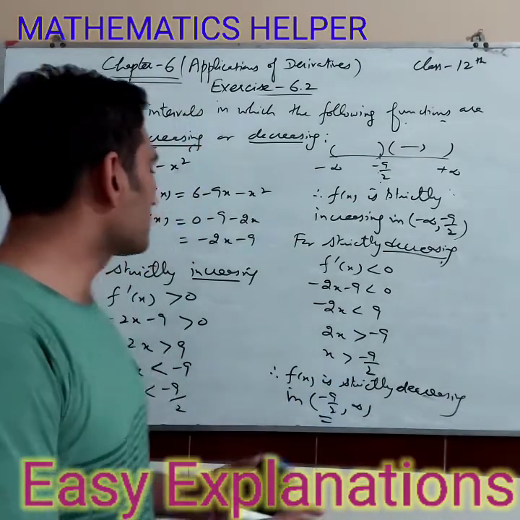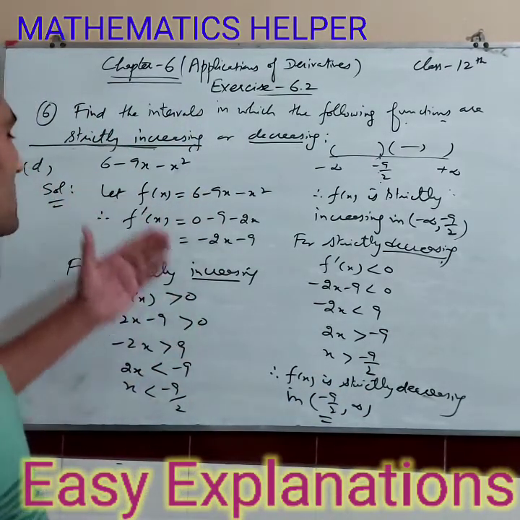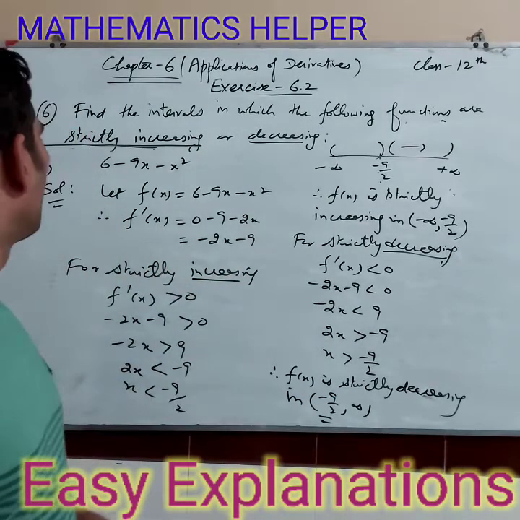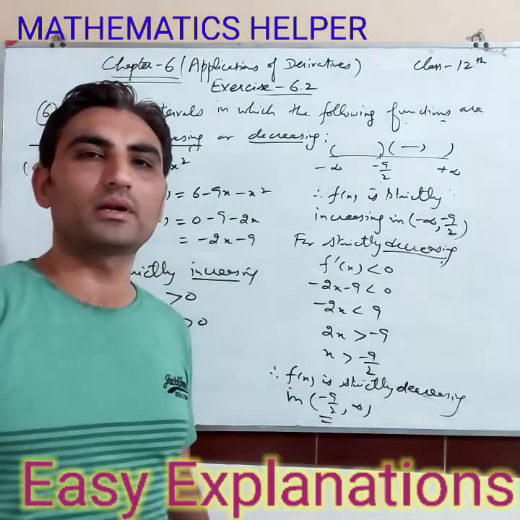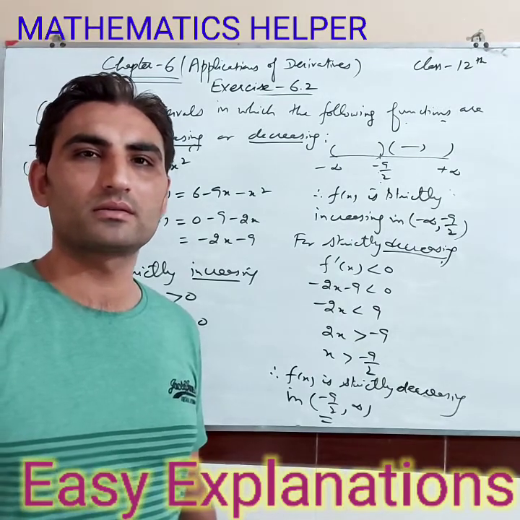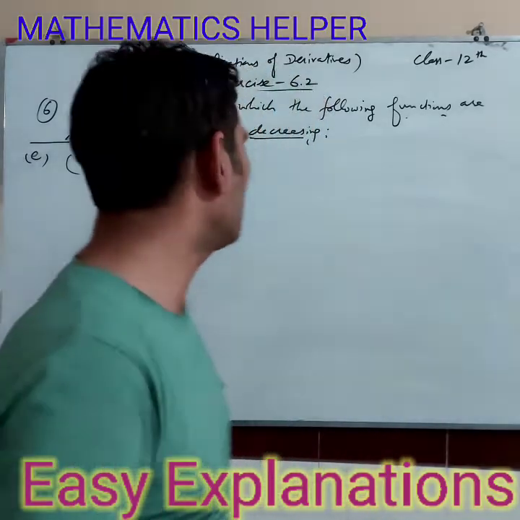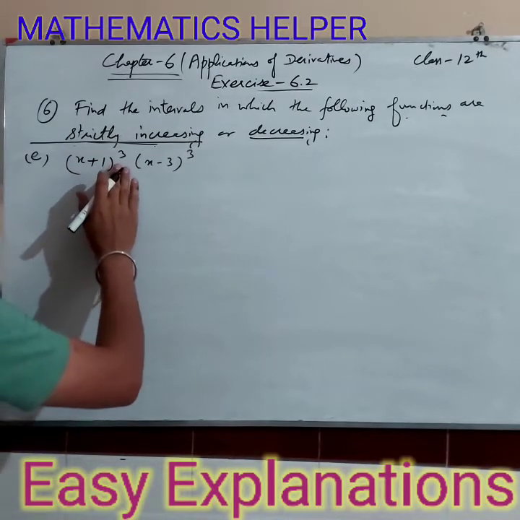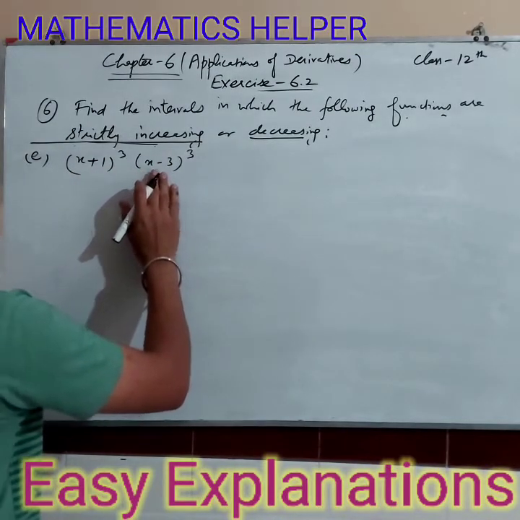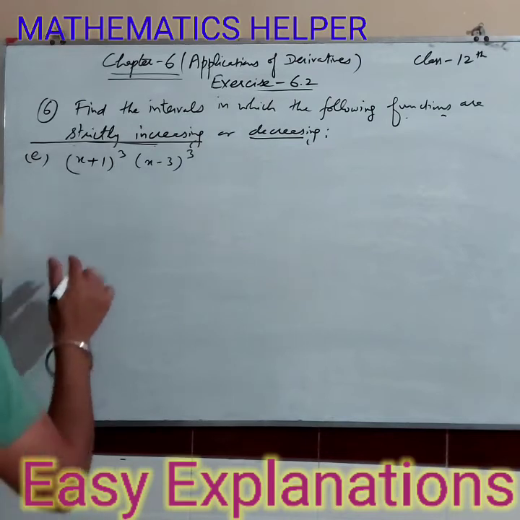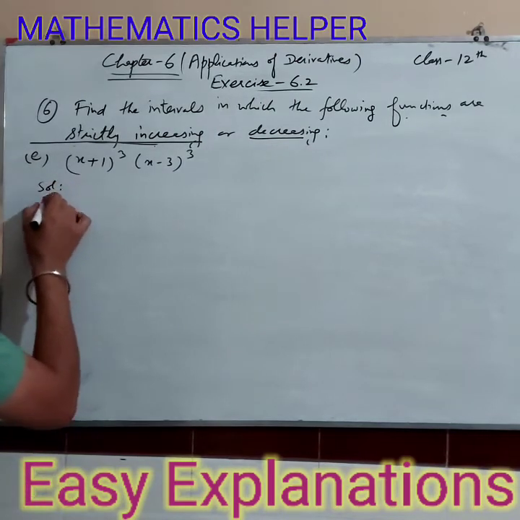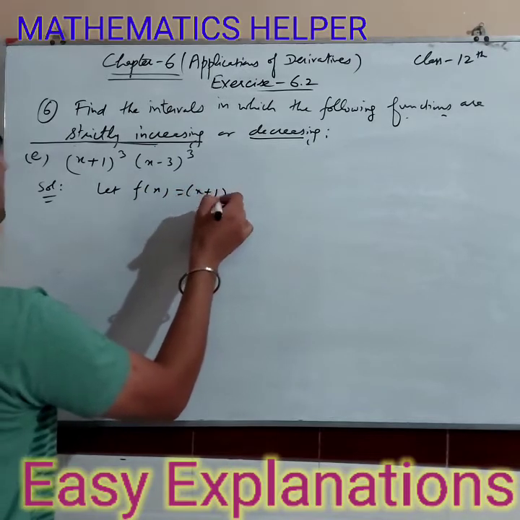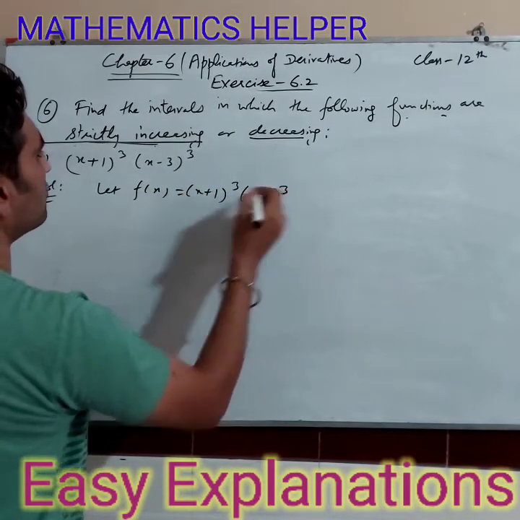So this was also the same as the previous first part and second part, done. Now we will go for the last part, part number E of this question number 6. Students, in part E of question number 6 we have a statement like this: (x plus 1) raised to power 3 into (x minus 3) raised to power 3. Let's write its name as f(x), a function in x, which is (x plus 1) cubed into (x minus 3) cubed.